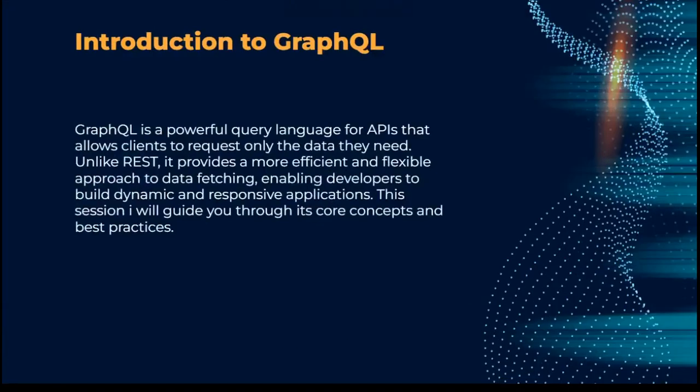First, we'll have an introduction to GraphQL. What is GraphQL? GraphQL is a powerful query language for APIs that allows clients to request only the data they need, exactly what we need. That is the core concept of GraphQL. Unlike REST, it provides a more efficient and flexible approach to data fetching, enabling developers to build dynamic and responsive applications. So in this session, we'll guide you through each and every step, like how you can get this data, or how you can build the GraphQL.